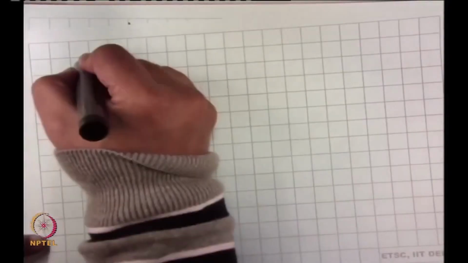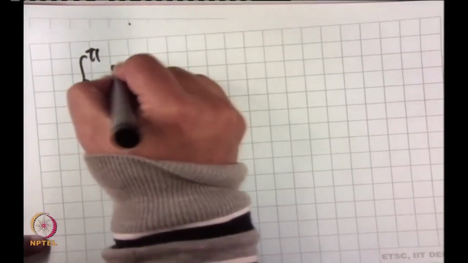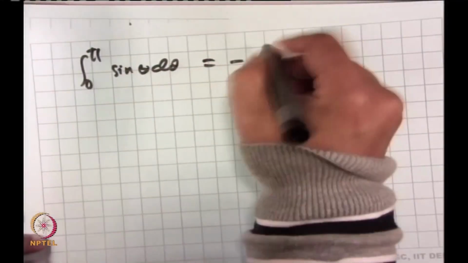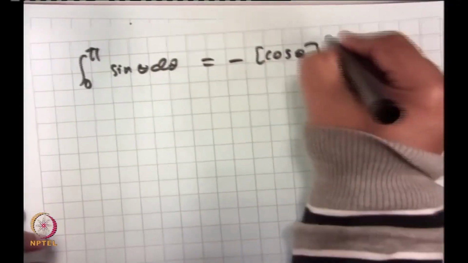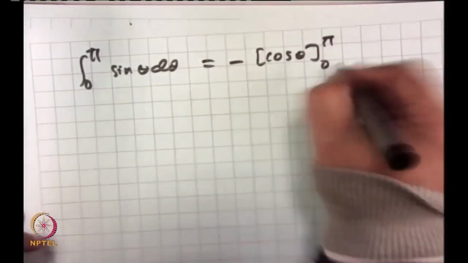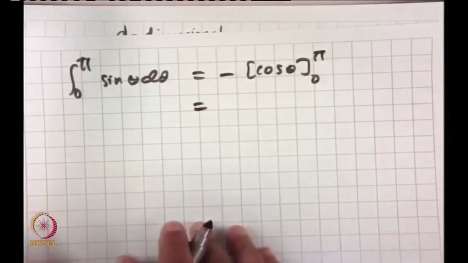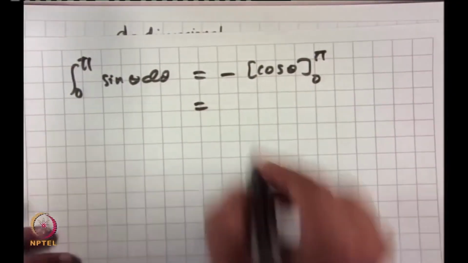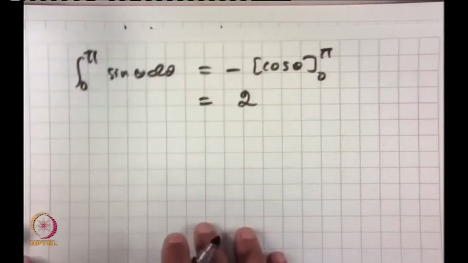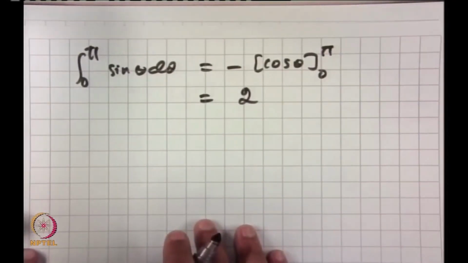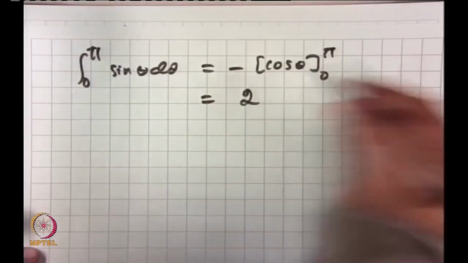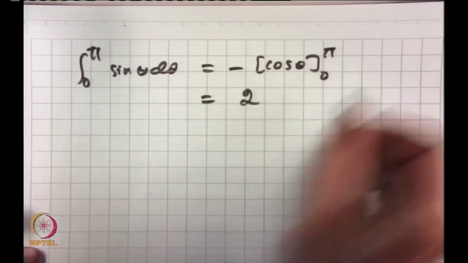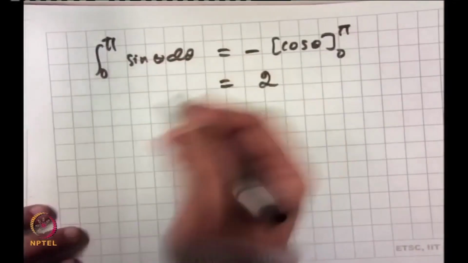So let us take these two integrals one by one, this one and this one. So 0 to pi sin theta d theta is equal to what? Minus cos theta in the range 0 to pi. Now tell me what the value is. Thank you. So the value is 2. Does everybody realize that? Okay, this is cosine of pi minus cosine of 0, minus minus 1 plus 1, that is 2, okay, great. Now this was the easy one, right.